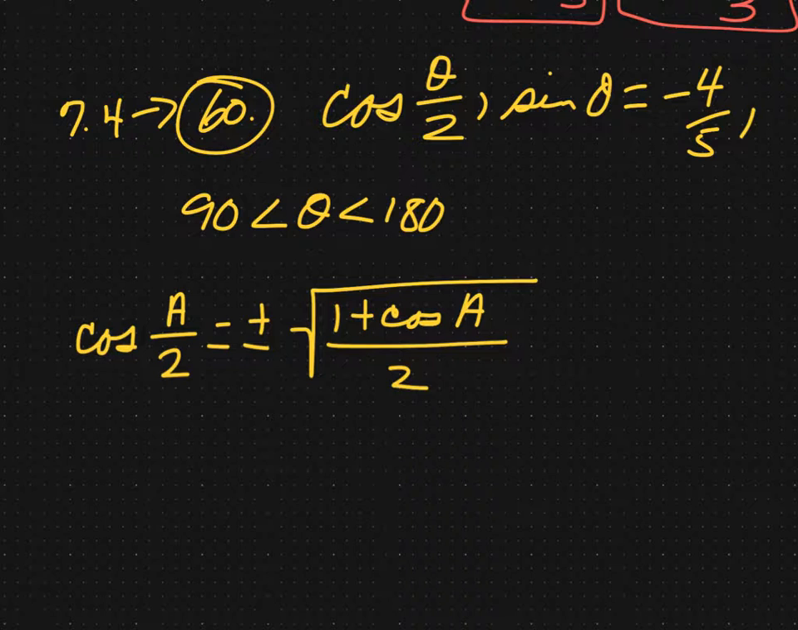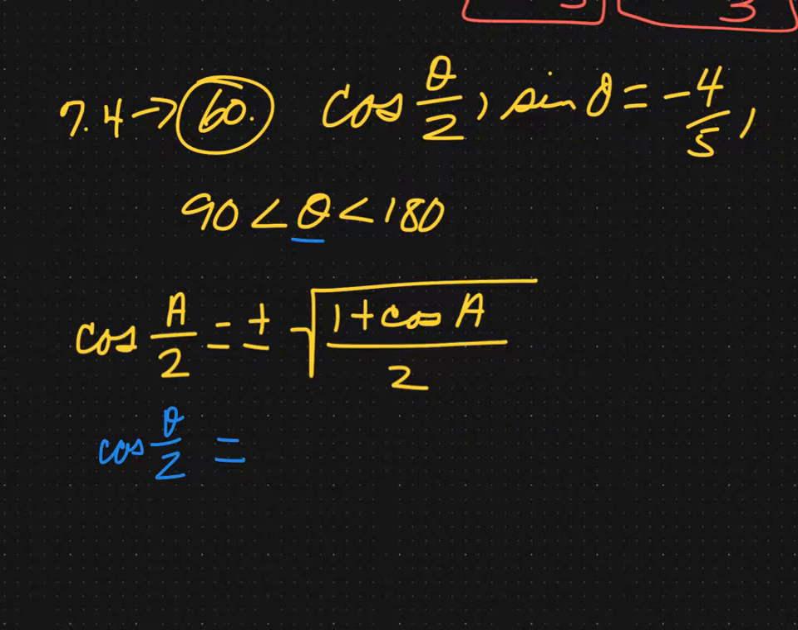So here's 7.4, number 60. We're given sine of theta is negative 4/5. We're asked for cosine of theta over 2. So I pulled out the half angle identity for cosine. So cosine of theta over 2 will equal, now let's think about the plus or the minus.